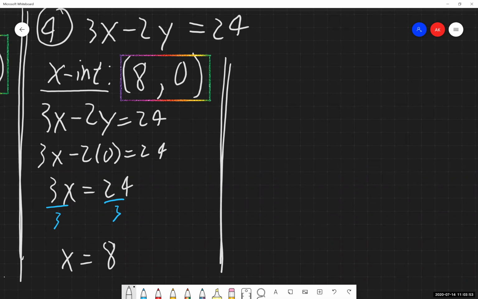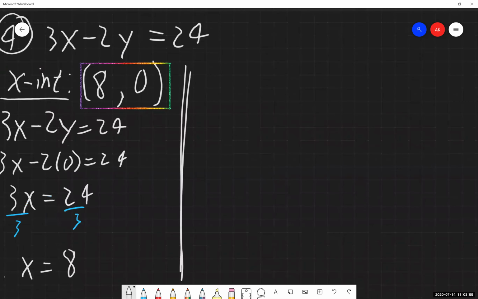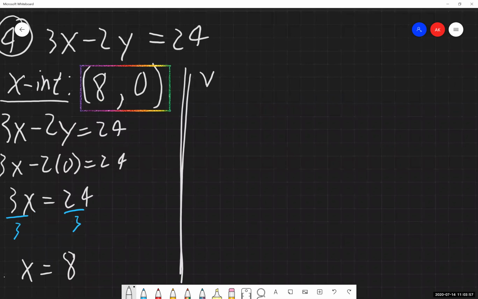And then we're doing the exact same thing for the y-intercept. I'm hoping everyone is seeing that this is becoming a very mechanical process. It can only get so complex in terms of how we set it up and solve it.